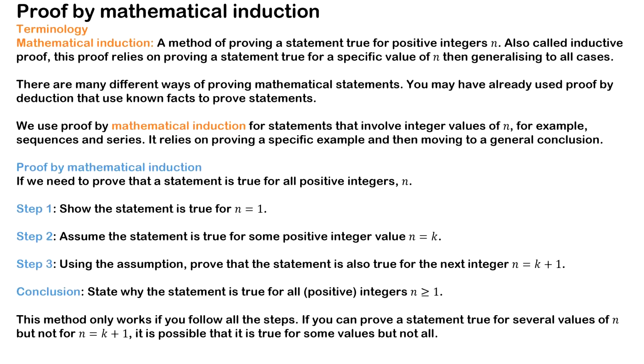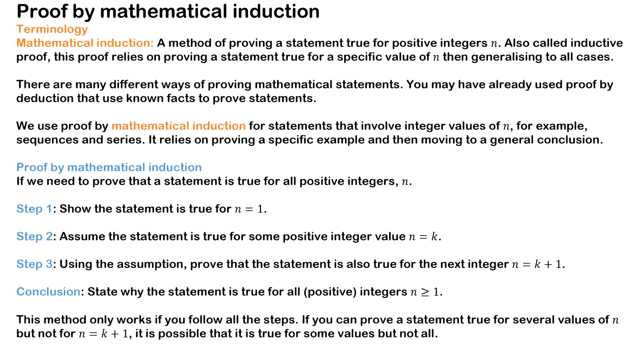Step 2. Assume the statement is true for some positive integer value n equals k. Step 3. Using the assumption, prove that the statement is also true for the next integer n equals k plus 1. And then come up with a conclusion and state why the statement is true for all positive integers n greater than or equal to 1.